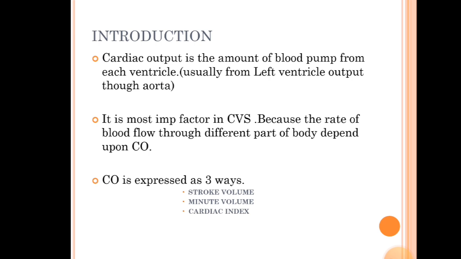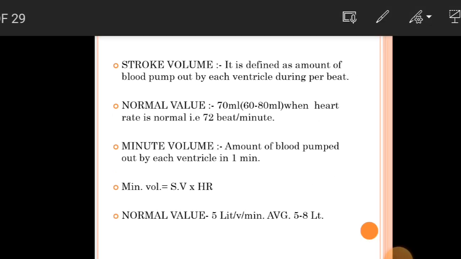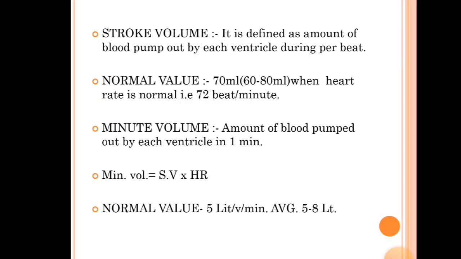It is expressed in three ways: stroke volume, minute volume, and cardiac index. Stroke volume is the amount of blood pumped out by each ventricle per beat. Normal is 70 ml when the heart rate is normal, that is 72 beats per minute. And minute volume is the amount of blood pumped out by each ventricle in 1 minute. Minute volume is equal to stroke volume into heart rate. And the normal value is 5 liters per ventricle per minute, that is, average 5 to 8 liters.